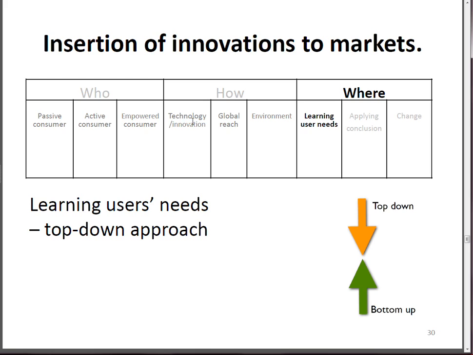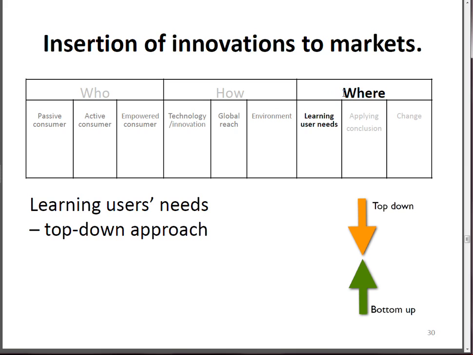We think about technology and innovation from the bottom up. We think about global reach, which is top down but supports bottom up as well. And we think about the environment, which only recently we're taking seriously. Okay, inserting of innovation to market. Let's look at what I called here, where I'm also referring to policies, not just physical places.